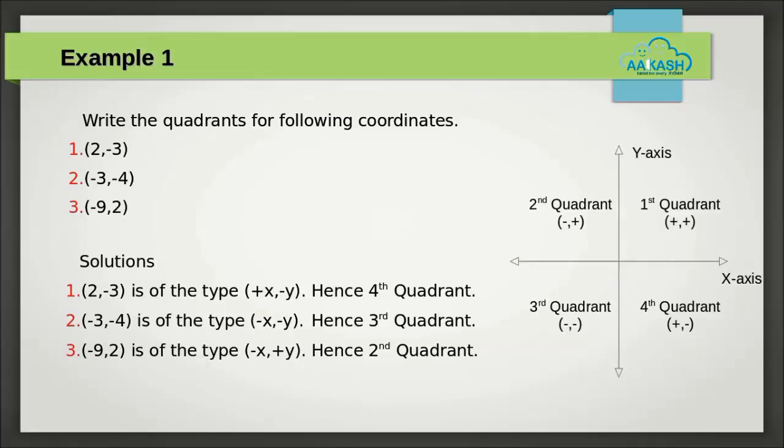Our first example (2, -3) is of the type plus, minus, which is the fourth quadrant. Second example (-3, -4) has both negative coordinates. This is true in third quadrant. Third example (-9, 2) has negative x and positive y, which is the case with second quadrant.